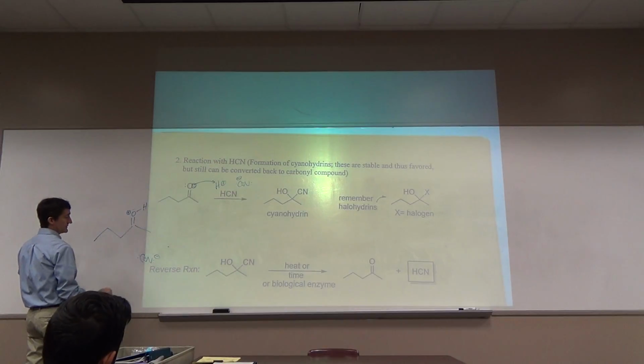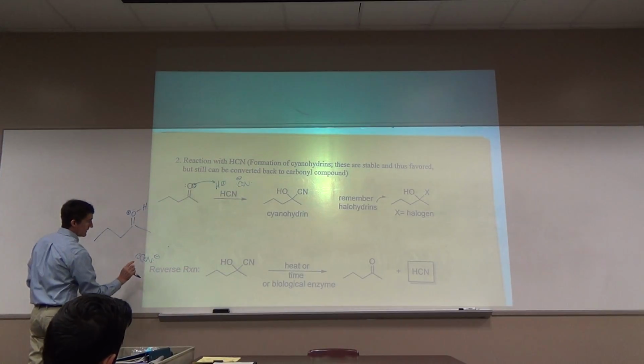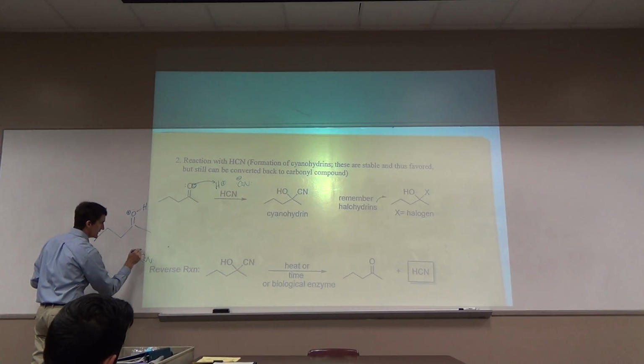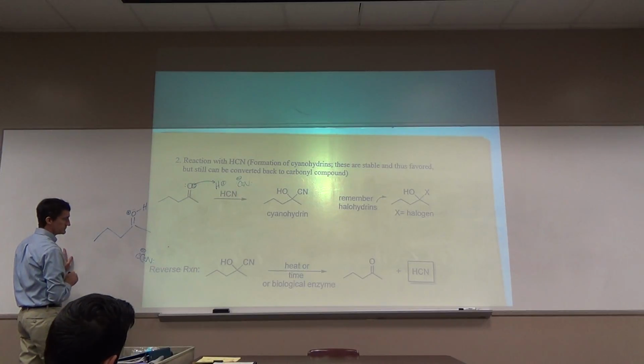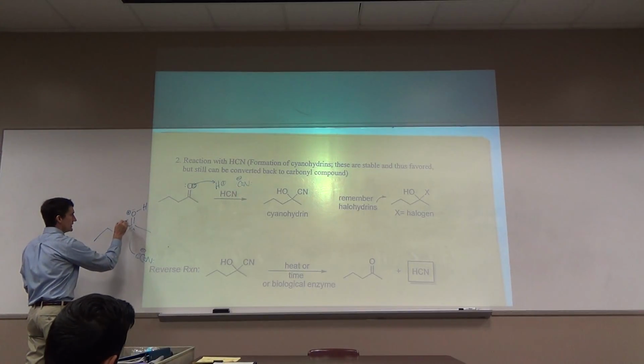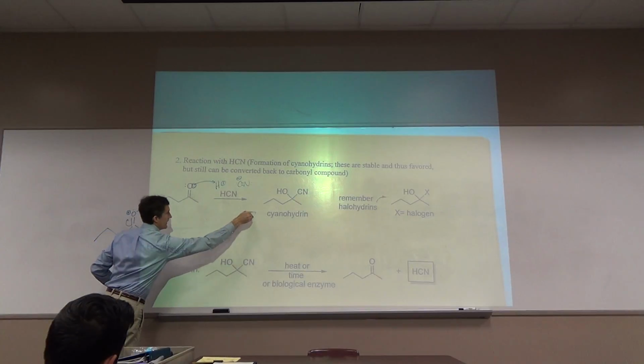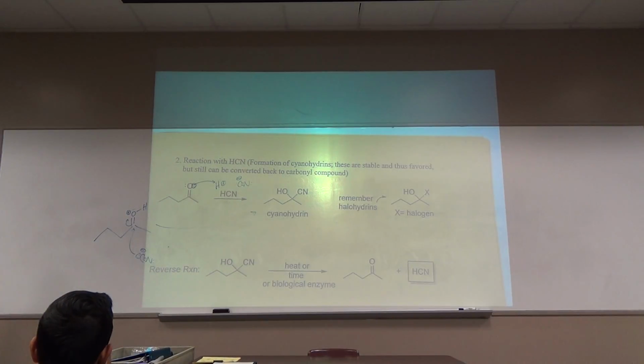How do you get the final product? By the way, let's put the charge on this end because it's the carbon that's charged. This adds here, electrons up, and that gives you your cyanohydrin. Just a simple addition to the carbonyl. We did protonate first.